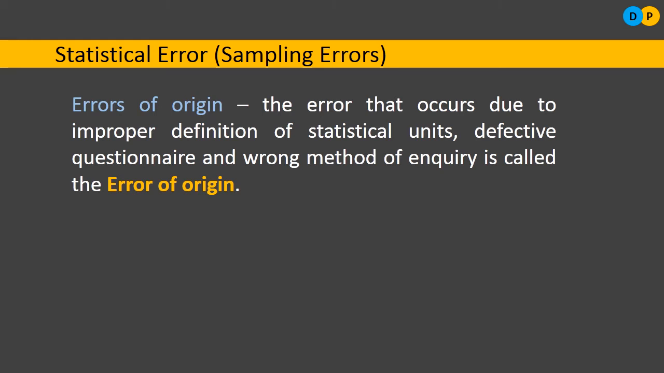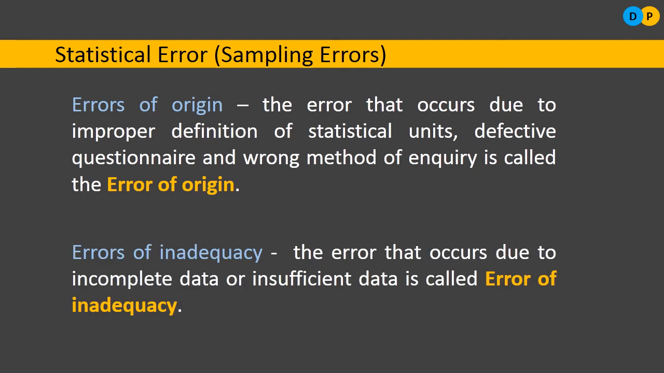Or else wrong method of inquiry. We didn't inquire of the respondent in the proper way, or we reached out to them at the wrong time, at the wrong hour, because of which they were unable to answer our queries. So these are the errors originating at the origin, from the place where we collected the data. This error is referred to as error of origin.